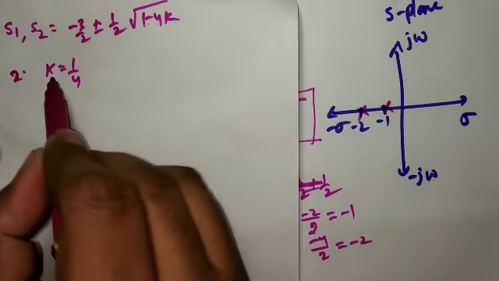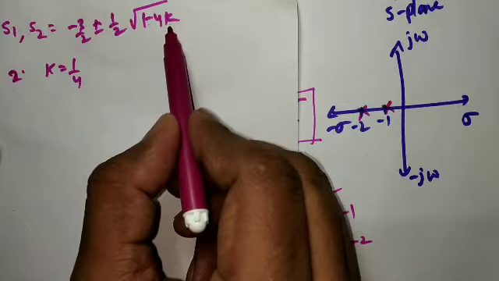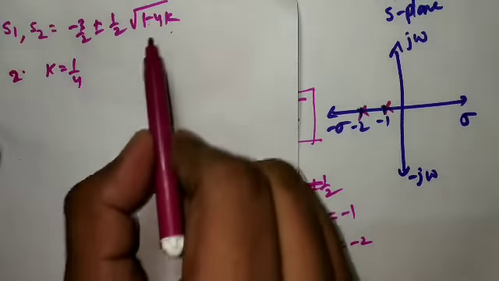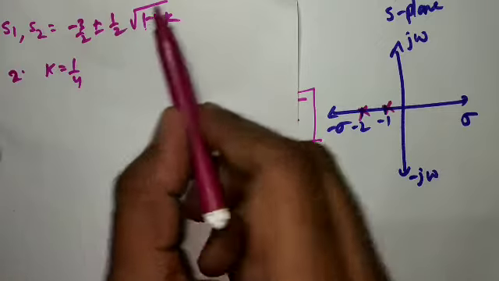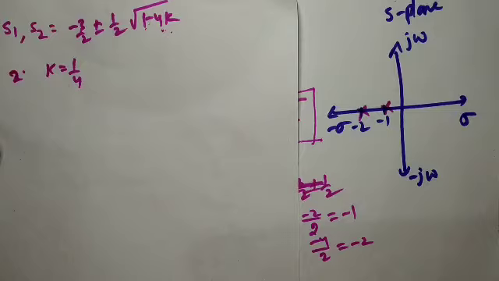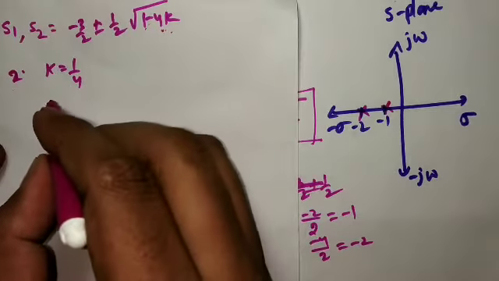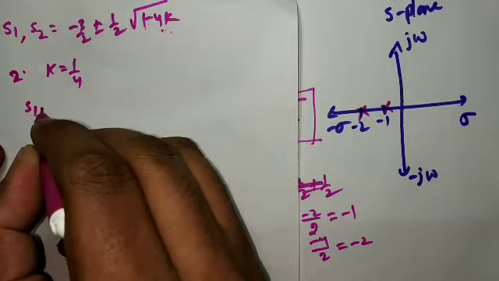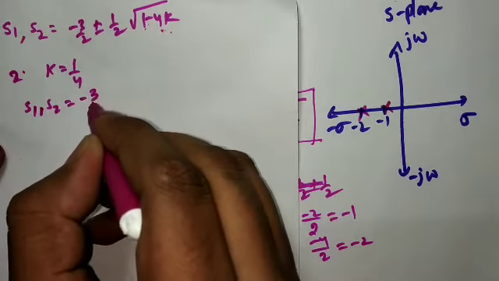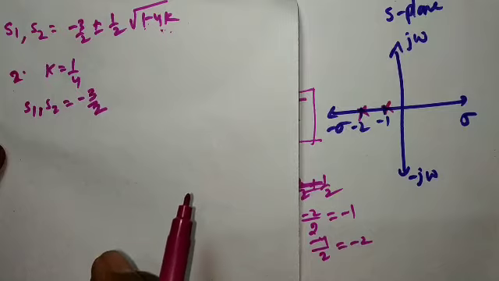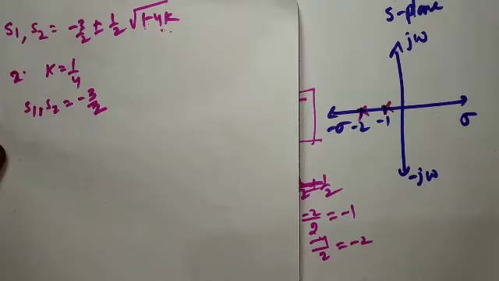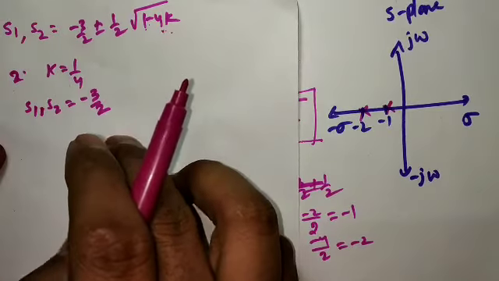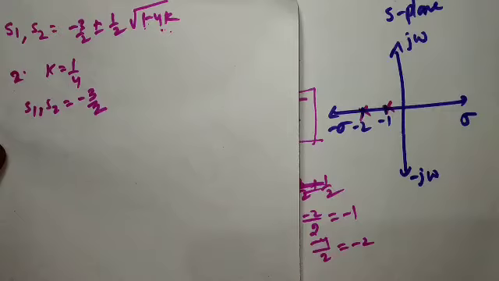In the second case, when k is equal to 1 by 4 and you put it in this equation, what happens? This becomes 1 minus 1, which is 0, and 0 into 1 by 2 is 0. So your roots are repeated and real. It means s1, s2 is equal to minus 3 by 2, minus 3 by 2. When roots are real and repeated, your system is critically damped.